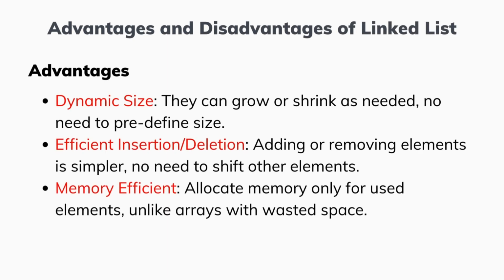Advantages and disadvantages of linked list. Advantages: dynamic size. They can grow or shrink as needed, with no need to predefine size. Efficient insertion and deletion. Adding or removing elements is simpler, with no need to shift other elements. Memory efficient. Memory is allocated only for used elements, unlike arrays with wasted space.